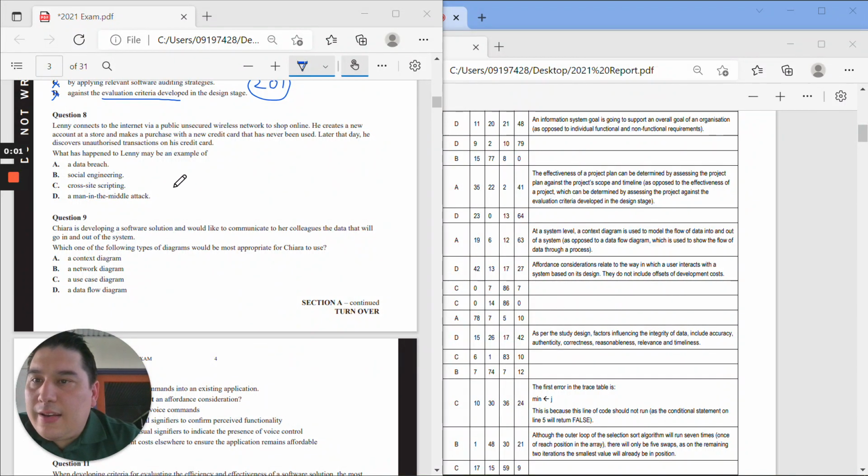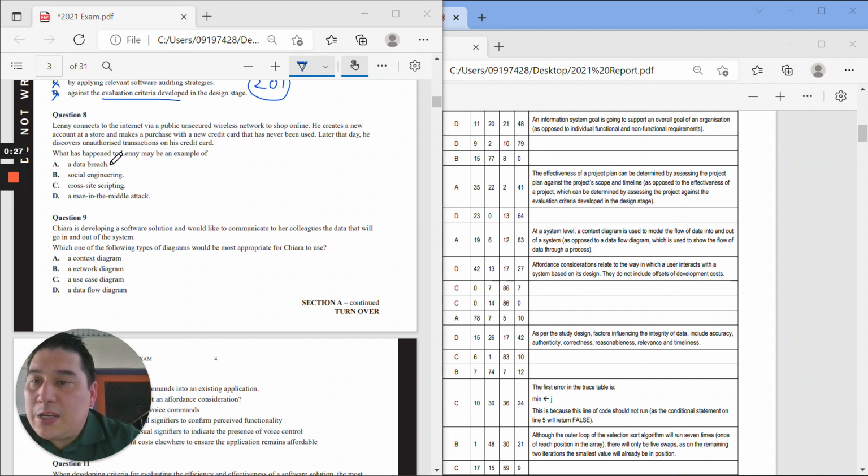Question 8. Lenny connects to the internet via a public unsecured wireless network to shop online. He creates a new account at a store and makes a purchase with a new credit card that has never been used. Later that day, he discovers unauthorized transactions on his credit card. What has happened to Lenny may be an example of data breach.